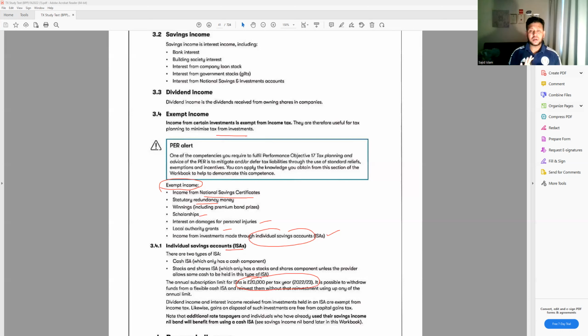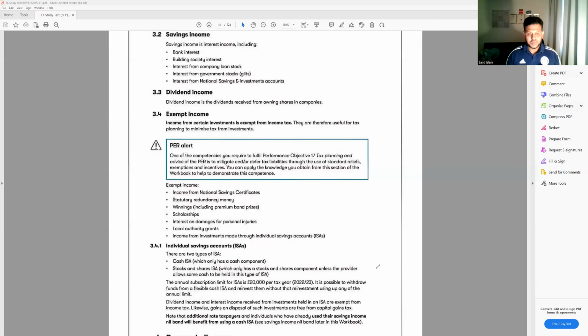The other things are not very difficult. Non-savings is very simple. Savings is very simple. For example, bank interest, all the interest basically. As soon as you see interest, it is savings income. And dividend income is a dividend received from shares. We already discussed that. If I am a shareholder of any company, I receive the dividend from that company.